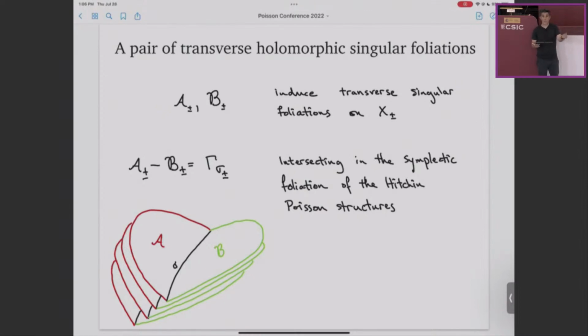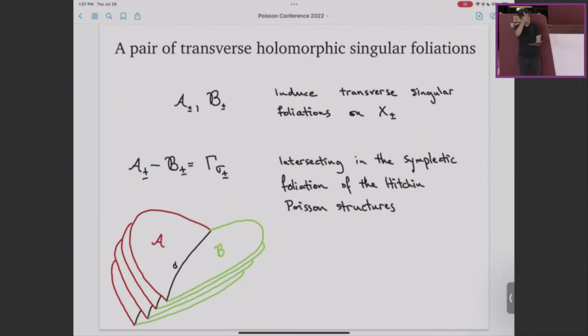And so that means that through any point, you're going to have two leaves, one of A, one of B, and they intersect transversally. They're not necessarily complementary, but the sum of them is the whole space. I tried to draw it here with a foliation by A leaves and B leaves, which are transverse, and they intersect in a third foliation. This foliation is like the intersection of the two algebroids in the Manin triple, and experts will be familiar with the idea that when you take the intersection of two members of a Manin triple, what you get is a Poisson structure. And so this third foliation, which I drew in black, consists of the symplectic leaves of a holomorphic Poisson structure.